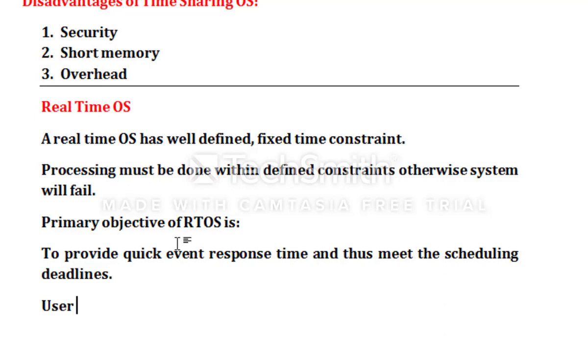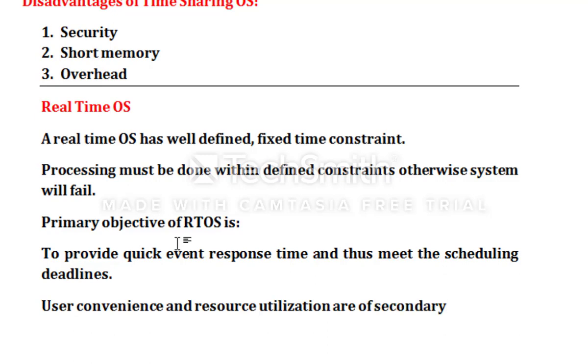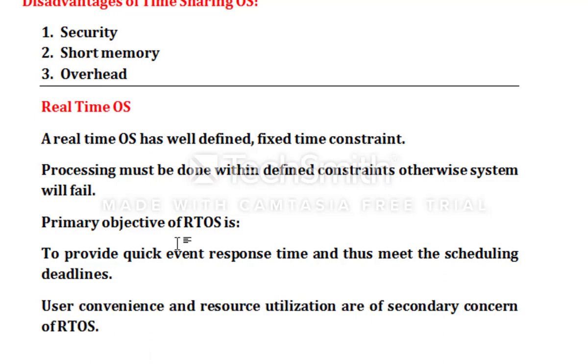User convenience and resource utilization are of secondary concern of a real-time operating system. So if at any time the user wants a quick response within time constraints, a defined deadline, then that kind of operating system is called a real-time operating system.